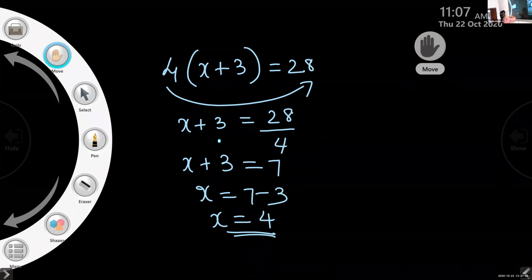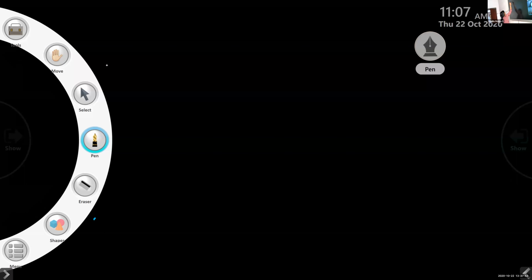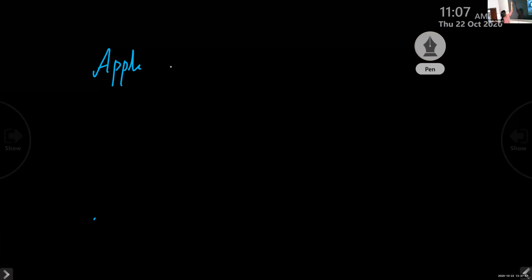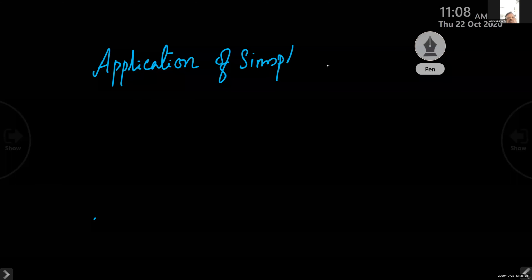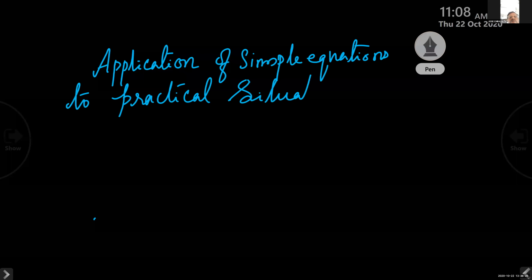So write down the heading like this. Write the heading: Application of simple equations to practical situations. And all these questions we have to write as a note.